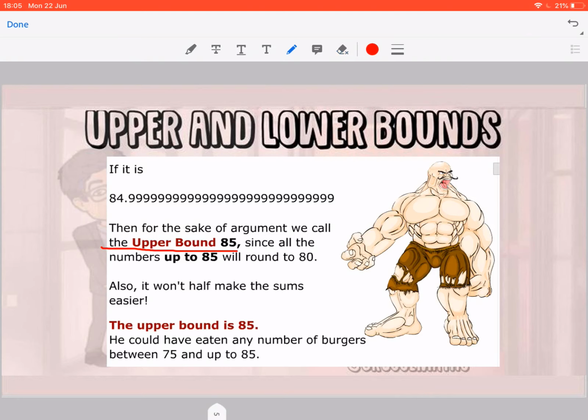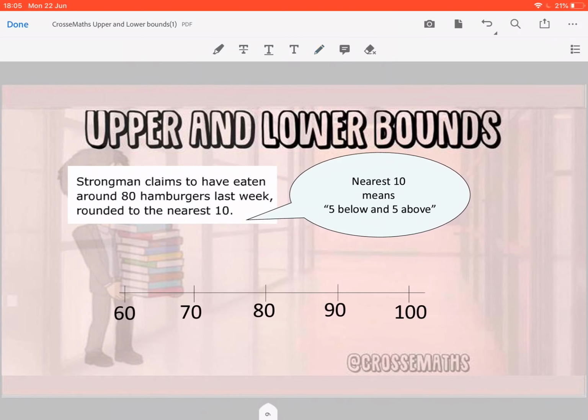So if you're given a number 80, and it's been rounded to the nearest 10, it could have been anywhere down to 75, or anywhere up to 85. Okay, and it'll make the sums a lot easier as well. So you may want to write some of this down, it's up to you. You've got the opportunity to pause the video whenever you like.